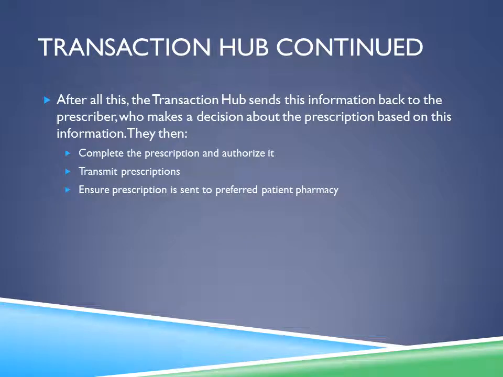Transaction hub continued. After all this, the transaction hub sends this information back to the prescriber, who makes a decision about the prescription based on this information. They then complete the prescription and authorize it. They electronically sign it. They then transmit prescriptions and choose print, fax, or transmit options in real time or batch mode. Then print, format, and prescription conforming to state regulations, and they handle restrictions on certain medications. They then ensure the prescription is sent to the preferred patient pharmacy, identified by practice staff prior to interaction with the prescriber.